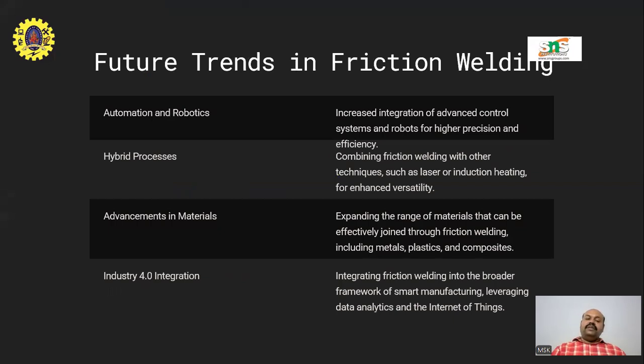This is the future trend: automation and robotics. We use high precision robots where required, and hybrid processes like combining laser welding with friction welding, which is the needed research of the hour. We also integrate this process with Industry 4.0. We will explore certain more interesting topics on this in the next lecture series.